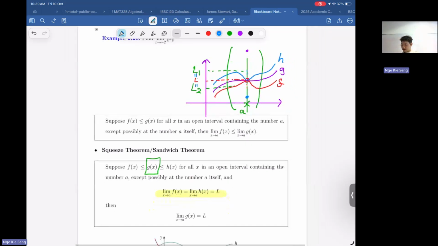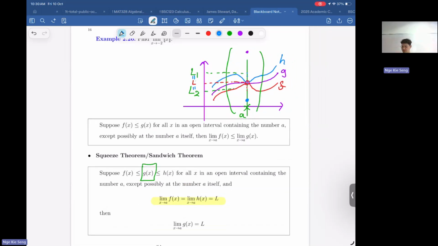Then we can deduce the limit of g(x). So this is the thing that we are interested in. The limit of the middle function is what we are interested in. What is it? It is also L. You can see from the picture, it must be L also. Away from this point it is squeezed, and then when x comes close to a, the limits have to be the same. They should agree.